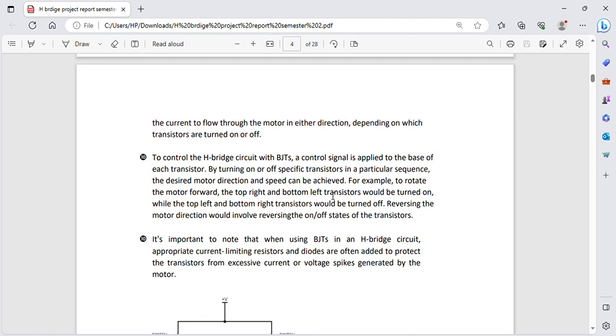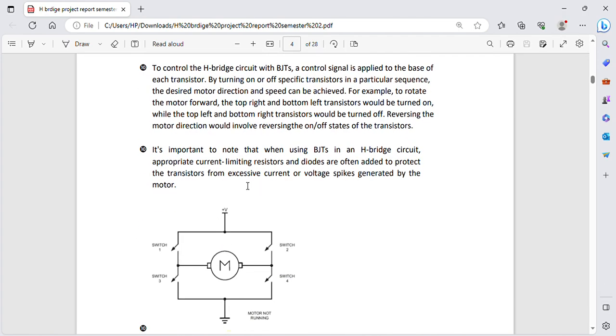To rotate the motor forward, the top right and bottom left transistors are turned on. When the top left and bottom right transistors are turned on and the others turned off, the motor direction is reversed, which involves reversing the on and off states of the transistors. When one NPN and one PNP are on, the motor moves clockwise, otherwise it moves anti-clockwise. It's important to note that when using BJTs in an H-bridge circuit, appropriate current limiting resistors and diodes are often added to protect the transistors from excessive current or voltage spikes generated by the motor.